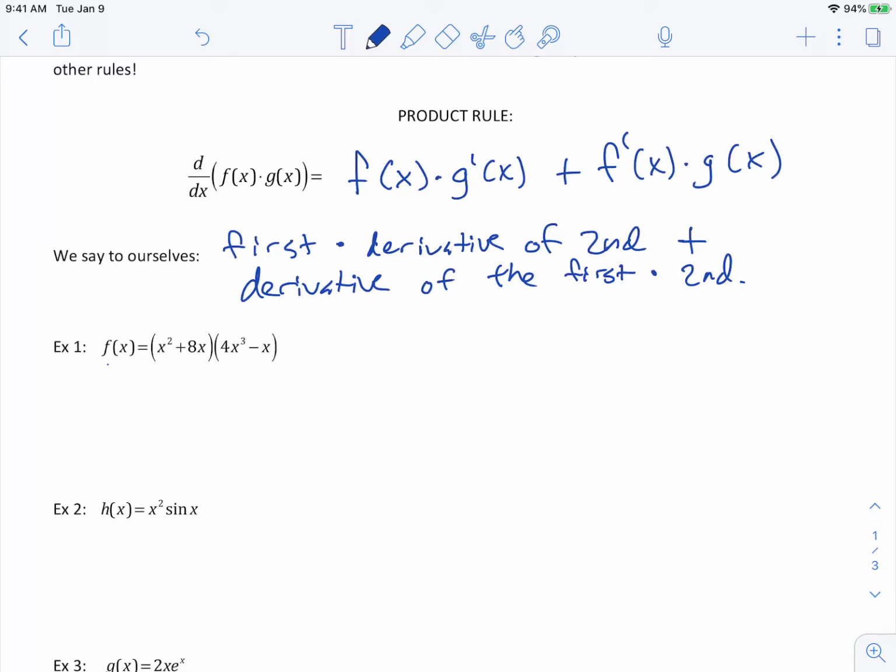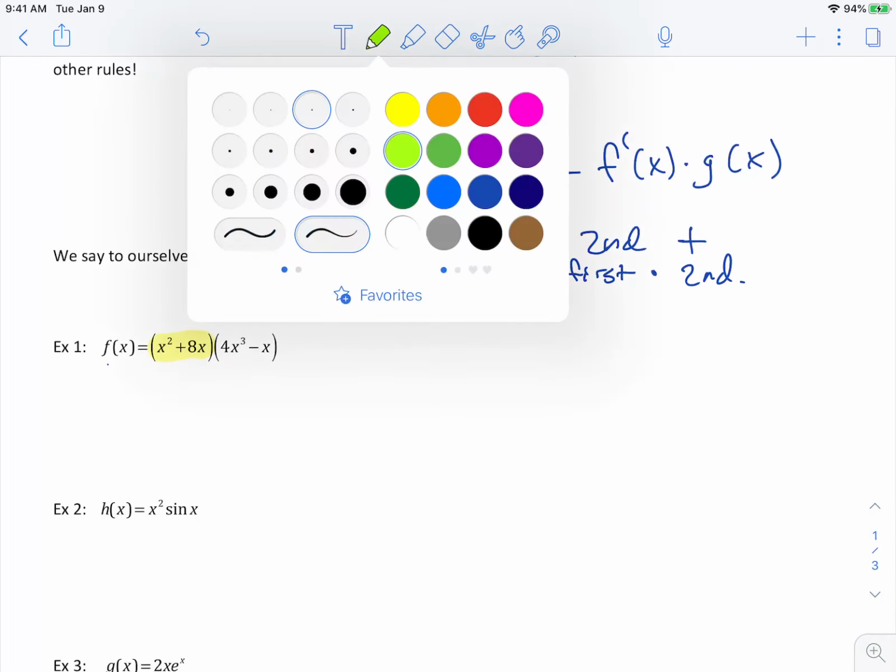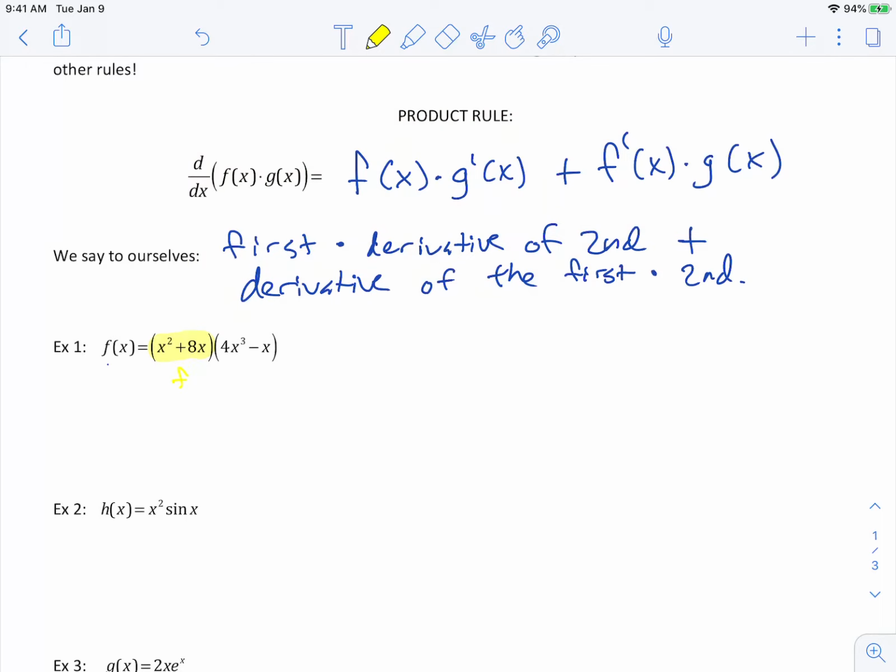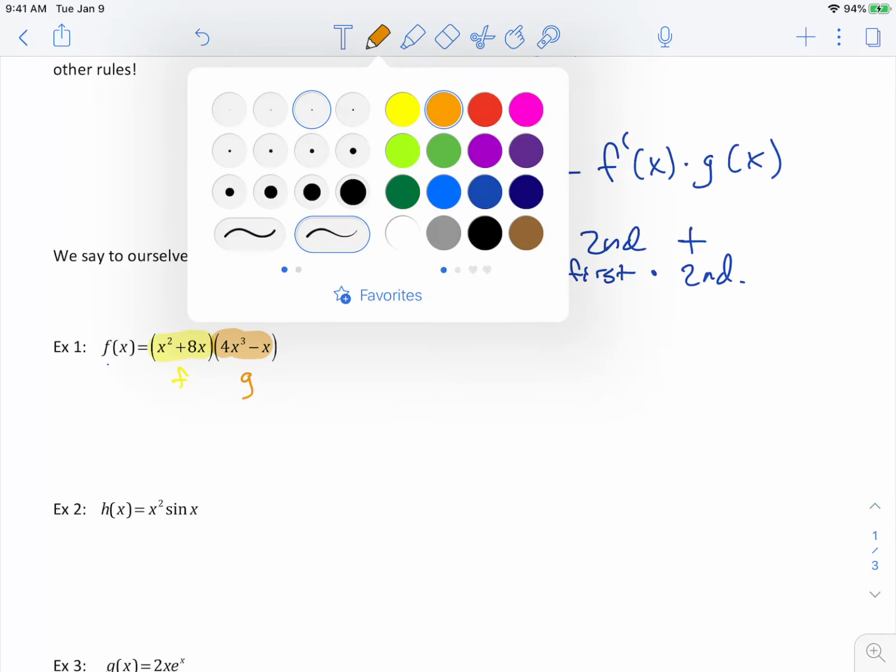here, where you have x squared plus 8x times 4x cubed minus x. Now you could multiply this out and FOIL and do all that stuff, and then use the power rule to get your final answer, but you could also just follow this roadmap. And so what you would do is you treat this, so this would be f, and this one here would be g.